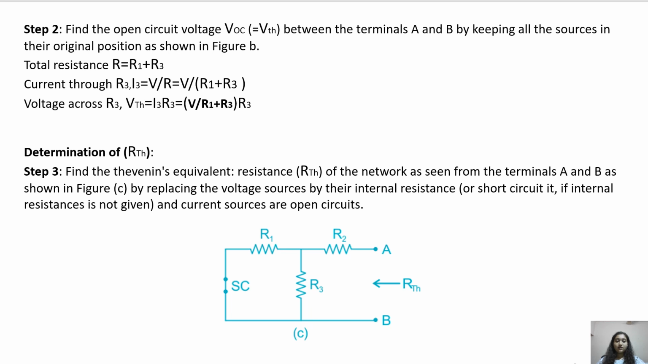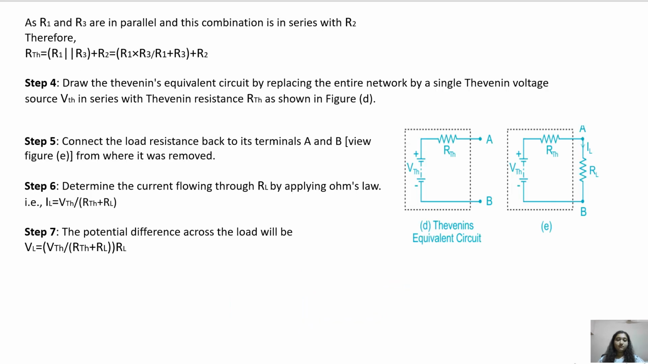Determination of RTH. Find Thevenin's equivalent resistance of the network as seen from the terminals A and B as shown in figure C by replacing the voltage sources by their internal resistance, or short circuit if the internal resistance is not given, and current sources by open circuit, as shown in the figure. As R1 and R3 are in parallel and this combination is in series with R2, therefore RTH is equal to R1 parallel to R3 plus R2, which is equal to R1 into R3 by R1 plus R3, plus R2.